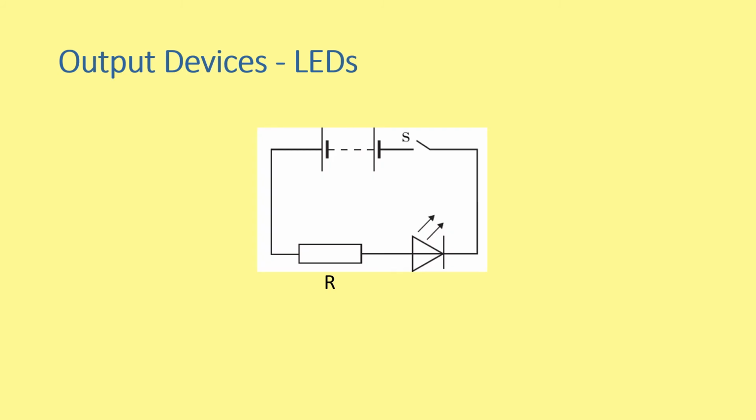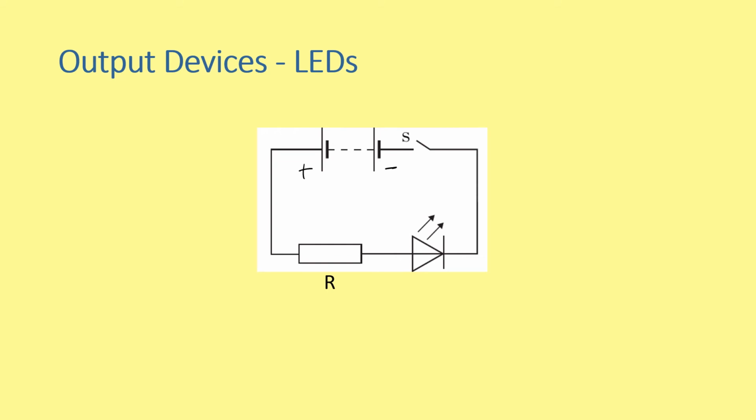So here we have a circuit diagram showing a battery connected to a switch, a resistor, and an LED. We can see that the negative terminal of the battery, remember the short end is our negative terminal, is connected to the tip of the LED. So the LED is going to conduct.